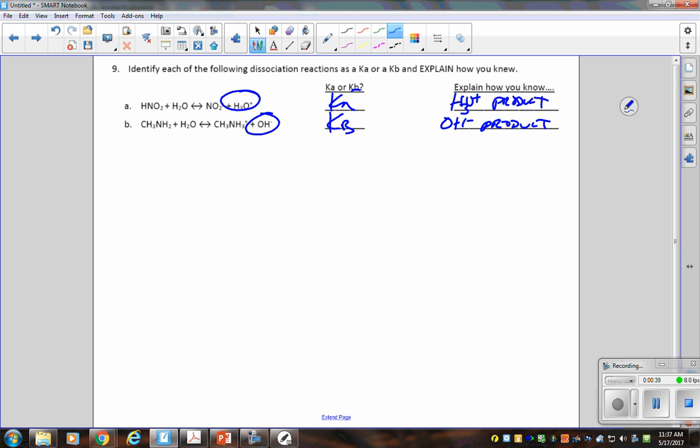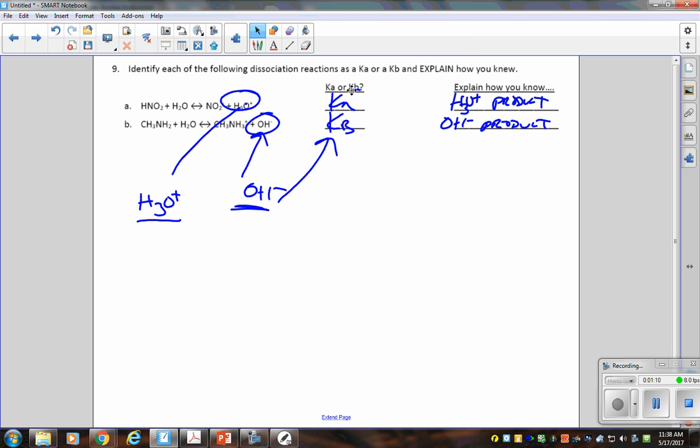Questions on that? How do I know it? Because whenever you produce OH minus on the right side, it's a base. Whenever you produce H3O plus on the right, it's an acid. Then they can't give it to you, it just doesn't exist. So you just look at whatever the product is on the right-hand side. So if you have OH minus on the right-hand side, Kb; H3O plus on the right-hand side, it means it's an acid. Equilibrium constant, so A means acid, B means base. Got it? Okay, next.